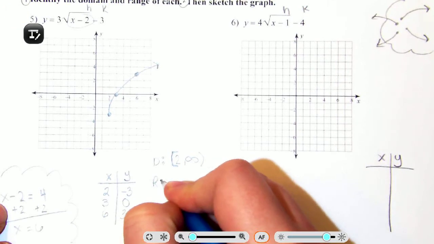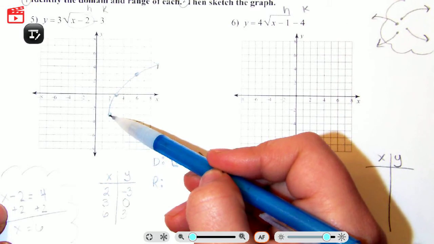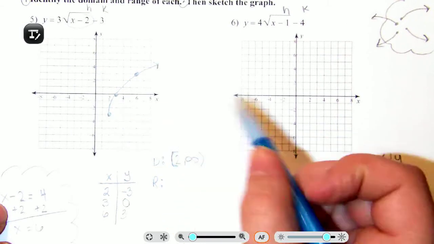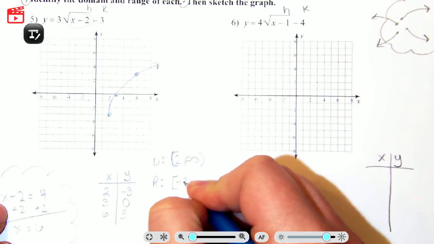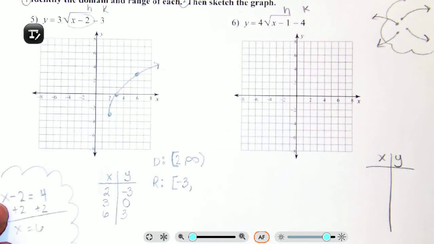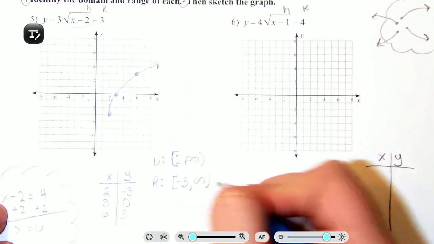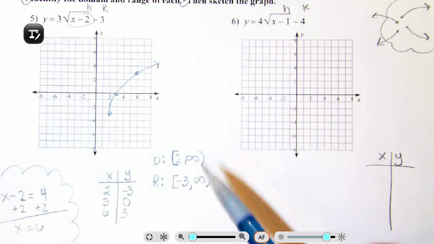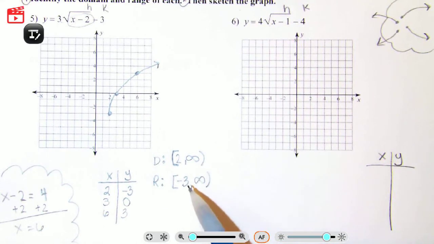For the range, again, what's the smallest it can be? What's the highest it can be? Well, the smallest it can be is, what is this, -3? And again, it can be -3. That is within our range. And the highest it can be, well, it goes on to infinity. So for this function here, our domain is 2 all the way to infinity, and our range is -3 all the way up to infinity.